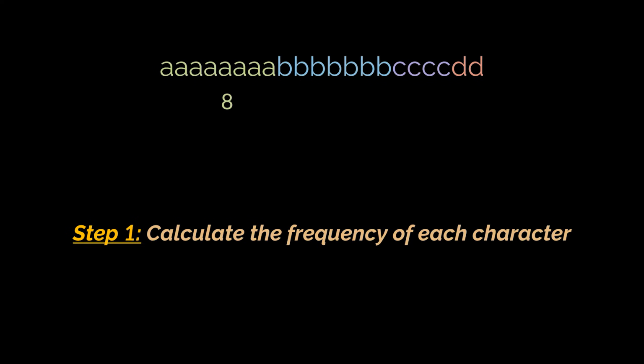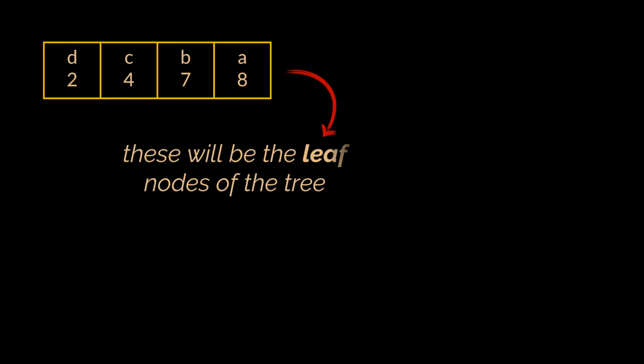So in our example, the A occurs 8 times, the B 7 times, the C 4 times, and the D 2 times. These characters should now be sorted in ascending order, based on their corresponding frequencies as you can see in front of you. Okay, until now it should be straightforward, but here comes the tricky part. We are now going to use the character frequency pairs we just sorted to construct a tree, a binary tree to be more precise, and these pairs will be the leaf nodes of this tree.